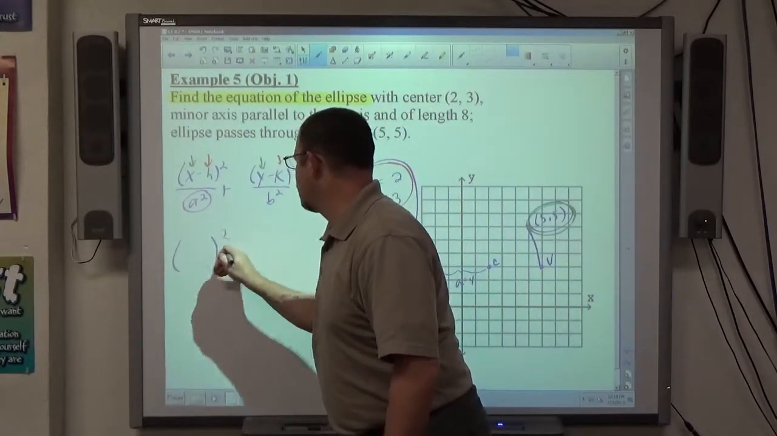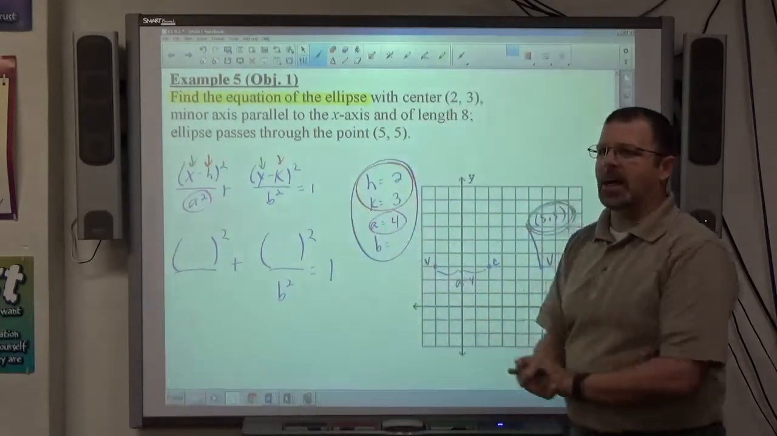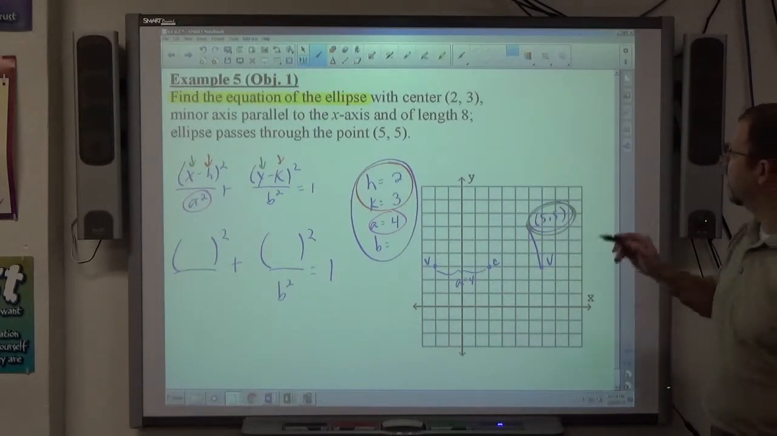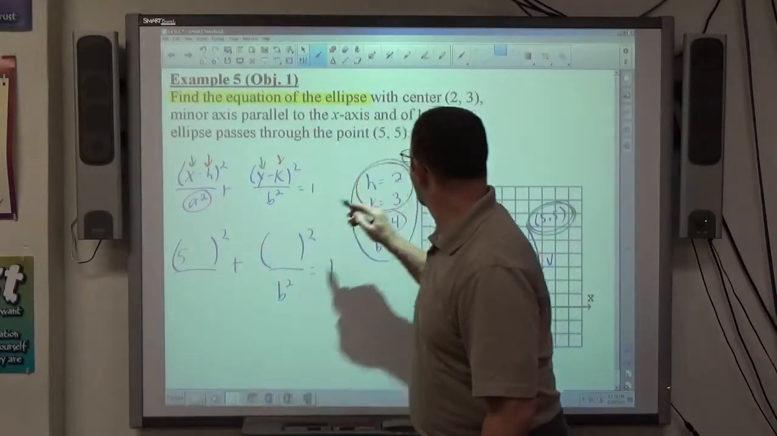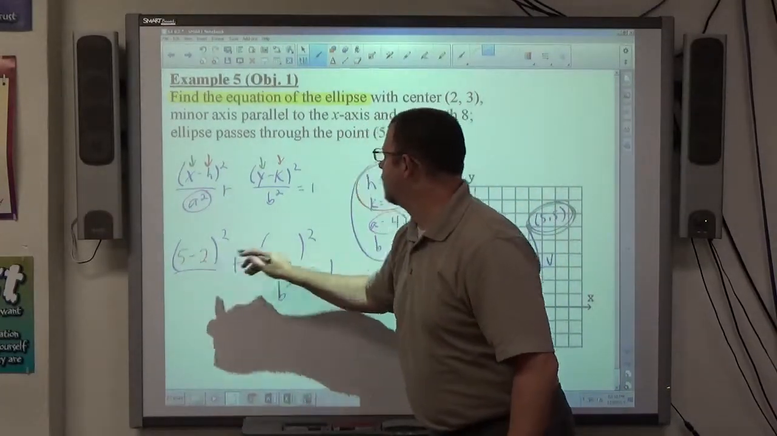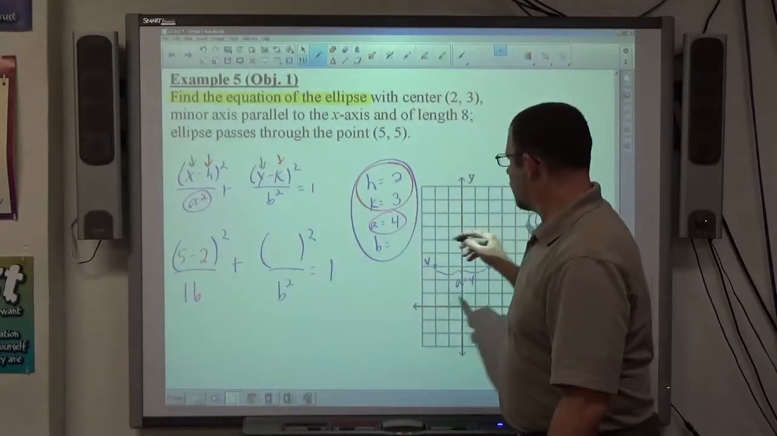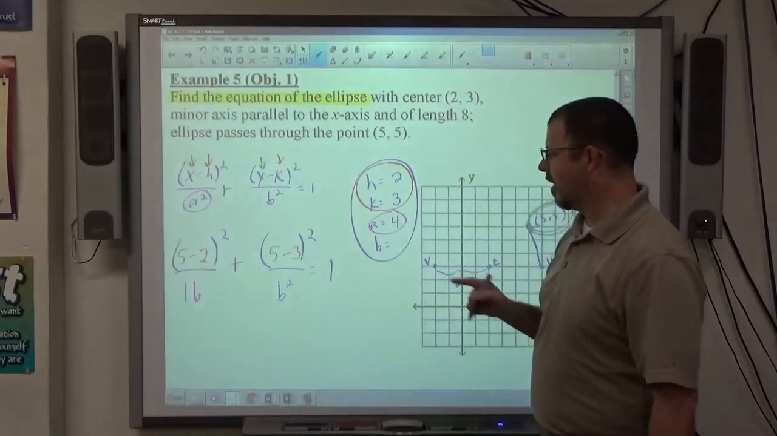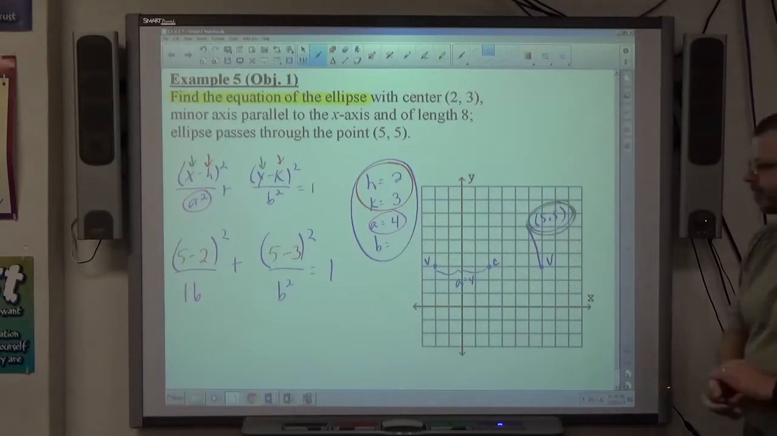So I've got squared over something plus squared over something, b squared, is equal to 1. I'm letting b remain a variable because that's what I don't know. If I just substitute the numbers in, x is 5 from the point, minus h, which is 2, over a squared, which would be 16. y is equal to 5 from the point that it passes through. k equals 3 from the center. That's over b squared equals 1. And just like that, this equation has exactly one variable, the one I'm trying to find.